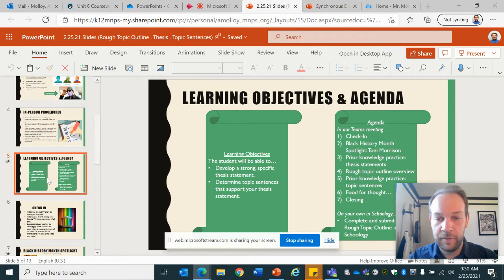Let's look at the learning objectives that we had today. Today, we really focused on developing strong, specific thesis statements, how to do that, and then from that thesis statement, how to determine topic sentences that support the thesis statement.